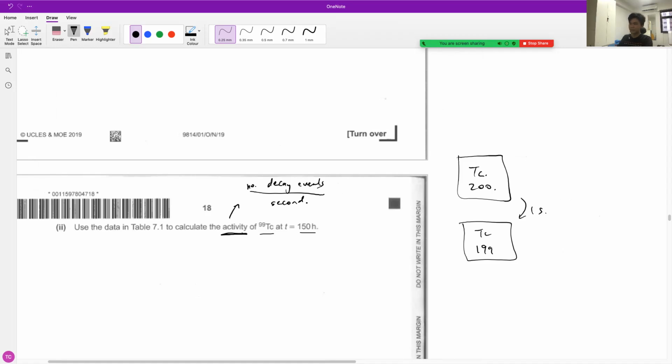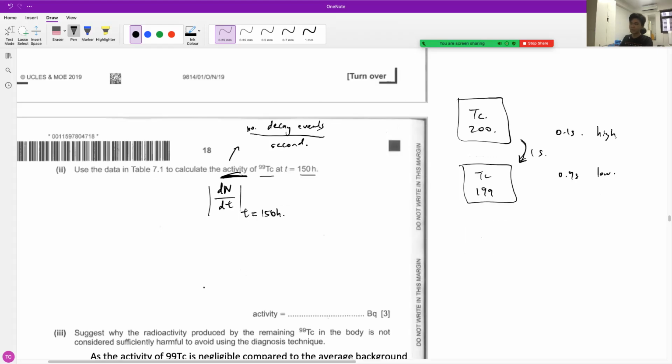Of course, if the activity was changing very fast, then measuring over a 1 second interval wouldn't be ideal, because perhaps the activity at 0.1 seconds was very high, and then at 0.9 seconds is very low. So what they're actually asking for is the derivative of N, dN/dt. This is going to be a negative number, so they want the absolute value of it at time t equals 150 hours.